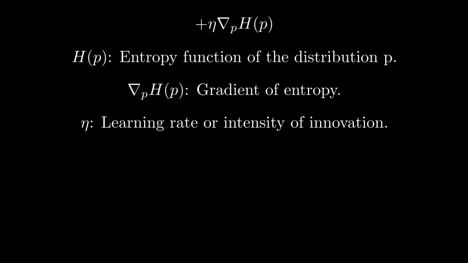We have now met our objective for this scene. The term eta times the gradient of H of p represents a force for innovation and diversity, preventing the market from becoming stagnant and allowing for the discovery of new strategies, analogous to mutation in evolution. In our final scene, we will bring everything together to understand the complete story told by the Darwinian selection equation.